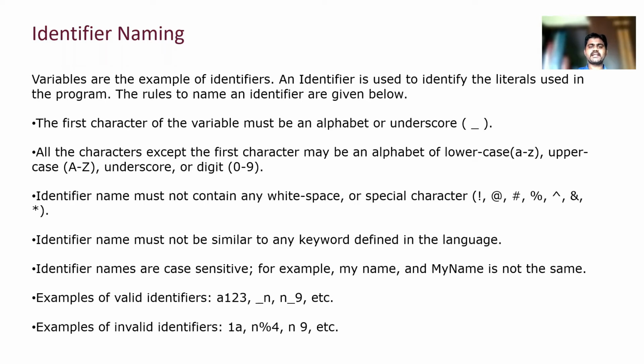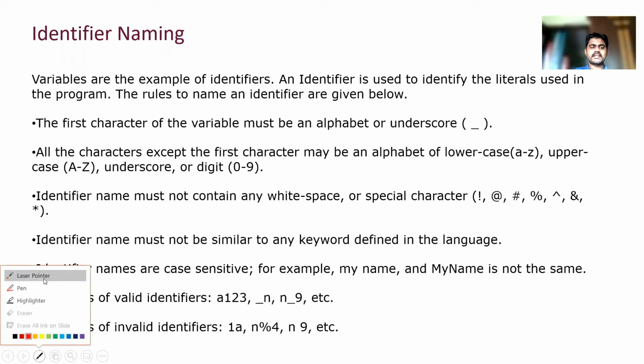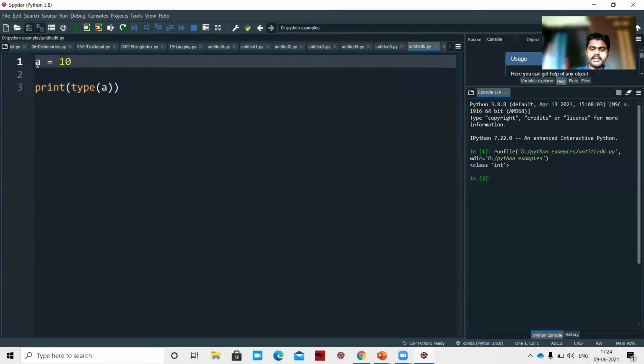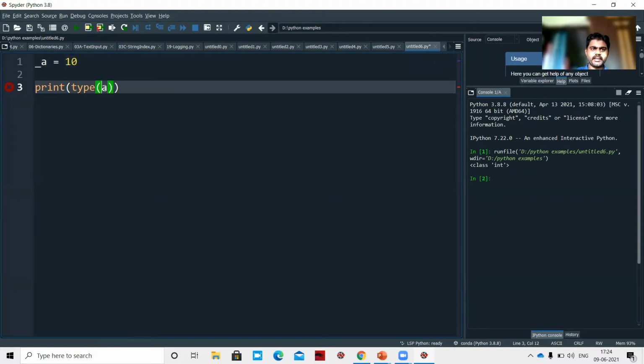The rules to name an identifier are given below. What are the rules for identifiers? The first character of the variable must be an alphabet or underscore. So it can be an alphabet or underscore. For example, if I say underscore a equal to 10 and execute, it's class int. So I can take underscore a. It can start with an alphabet, or it can also start with an underscore.